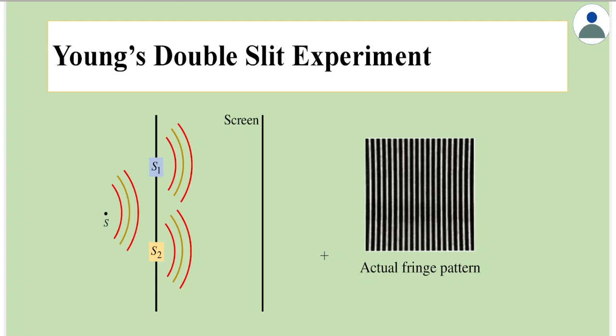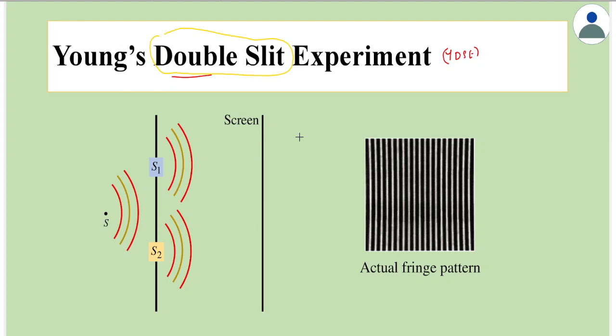Hello everyone. Let's study an important experiment in physics called Young's double slit experiment, or YDSE in short. This experiment was performed by Thomas Young, and he used a source of light. Double slit is a common experiment. Double slit basically means there are two openings.